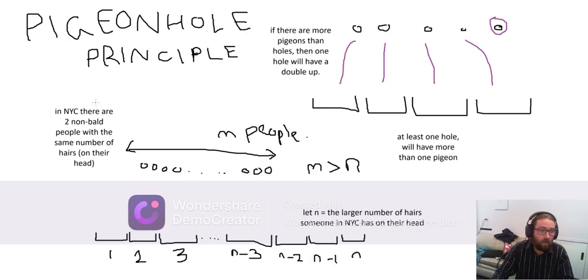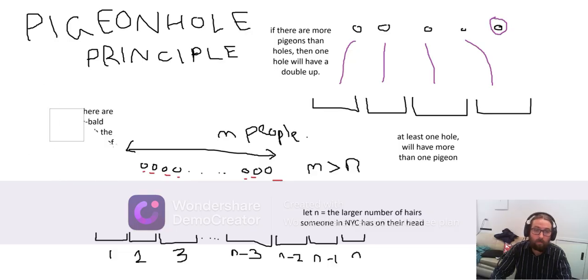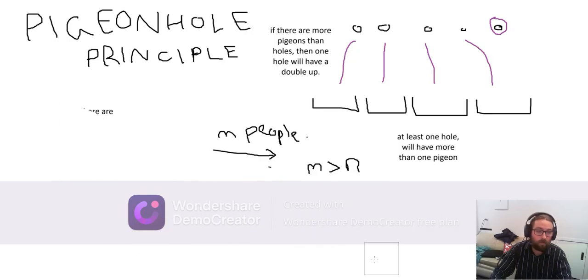So I don't have to actually find the 2 non-bald people, but what I do know is that if every person goes into a different bucket, which tells me how many hairs they have on their head, there's going to be at least 1 double up. So again, this doesn't mean that you're going to be that person with the hair doppelganger, but it does mean that there's going to be at least 1 pair of people with the same number of hairs. Alright, cool. Let's get rid of all that.